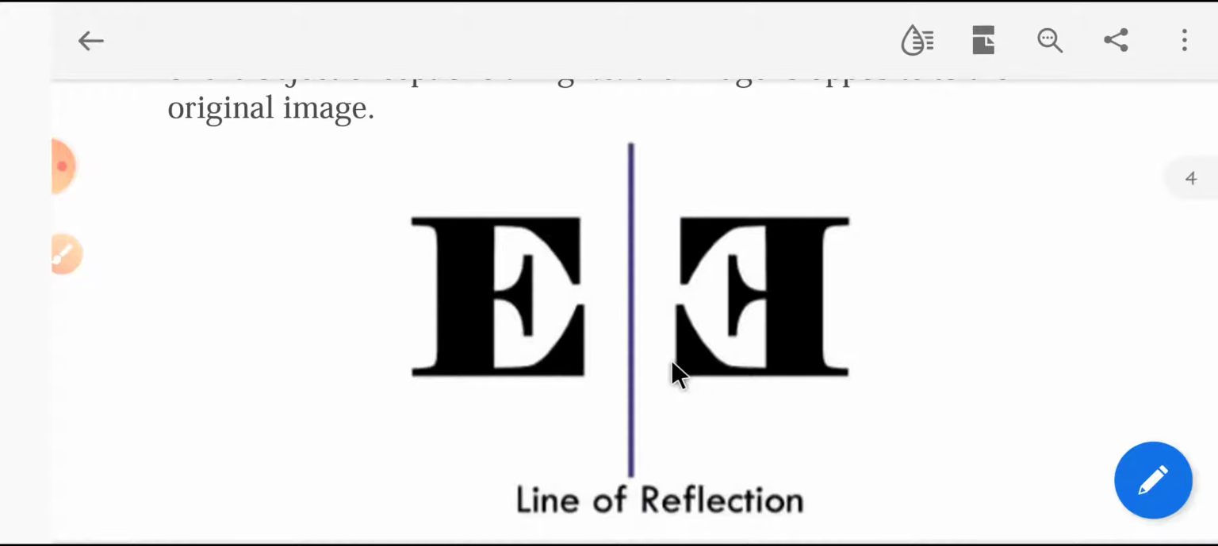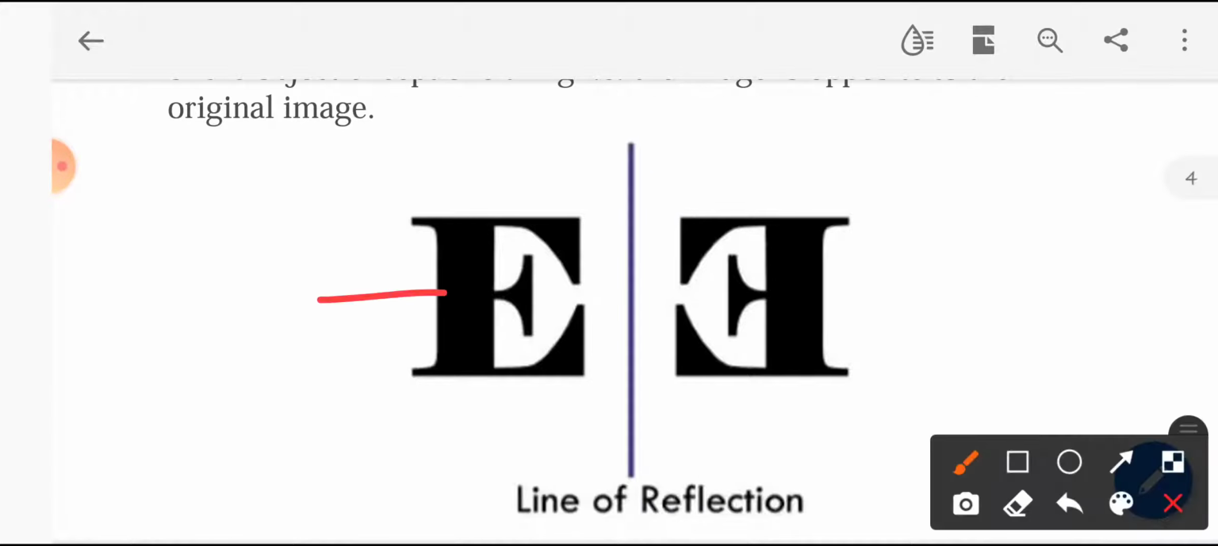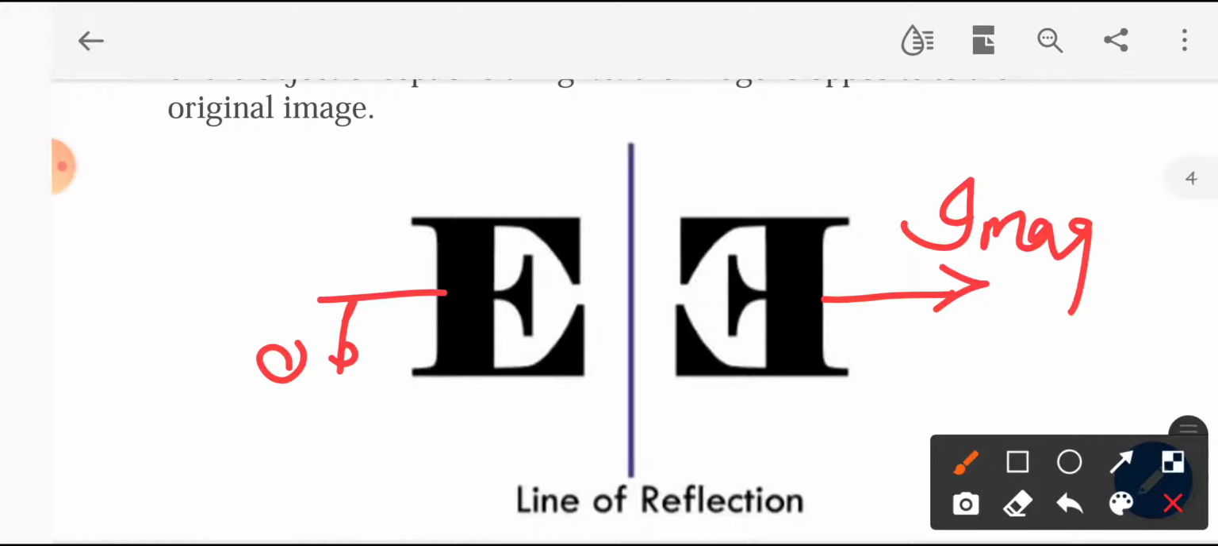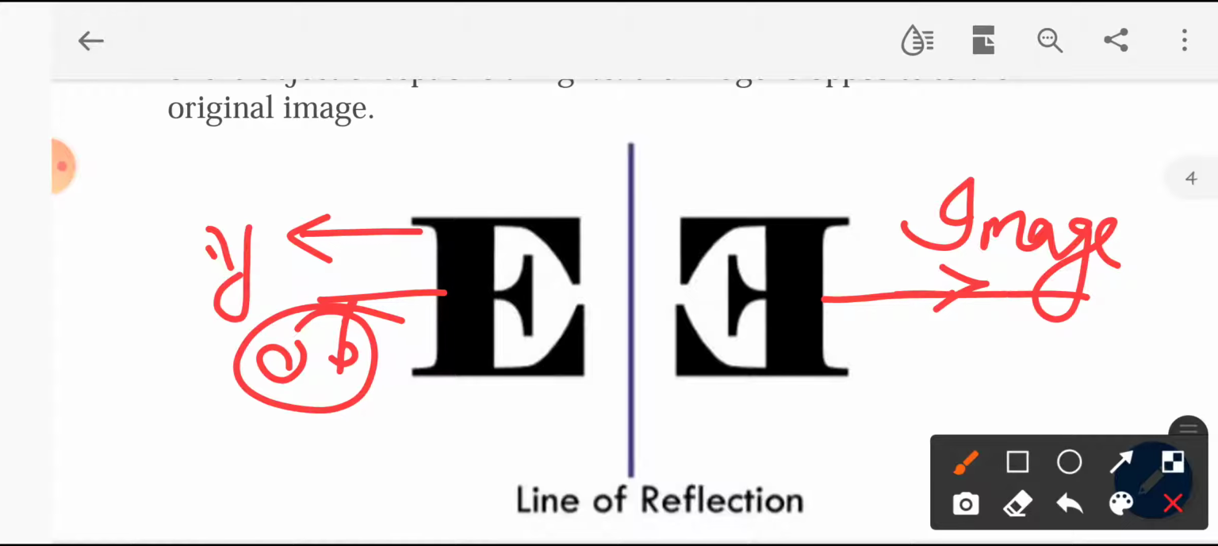So what is object and image? This E is the object, and what we see in the mirror is known as the image. For example, you're standing in front of a mirror, so you are the object, and what you see of yourself in the mirror is known as the image.